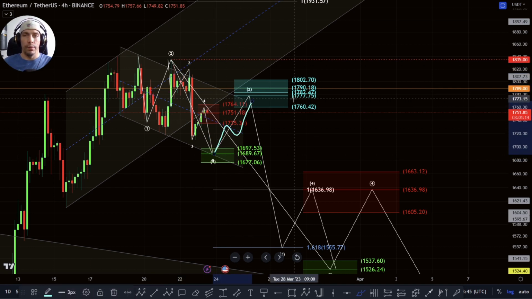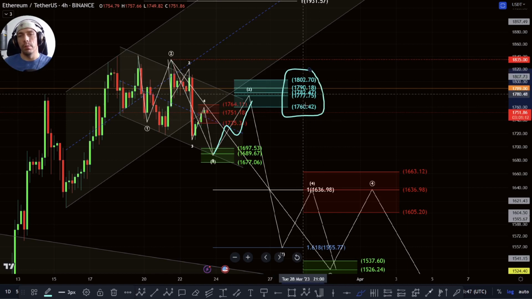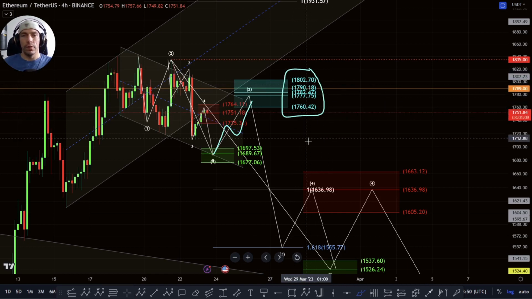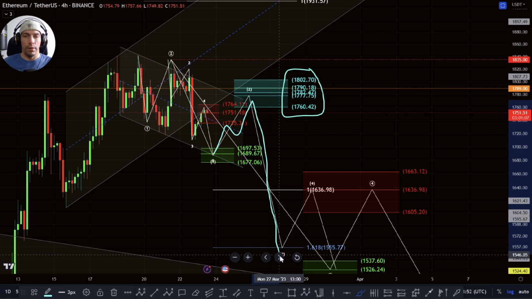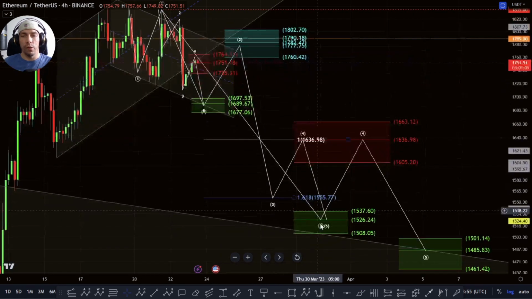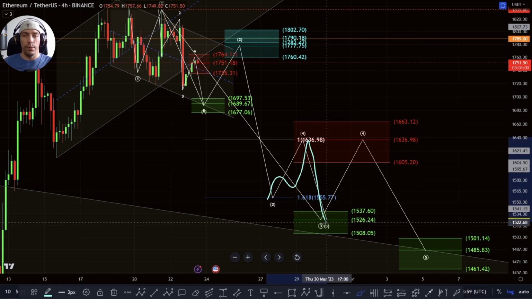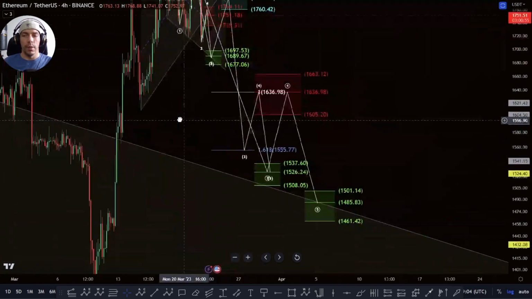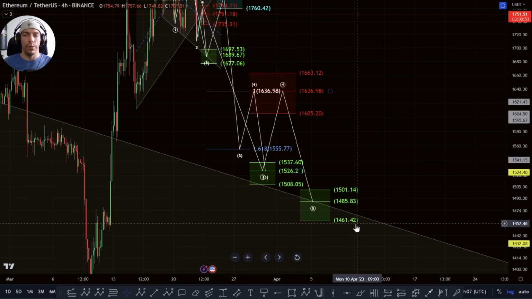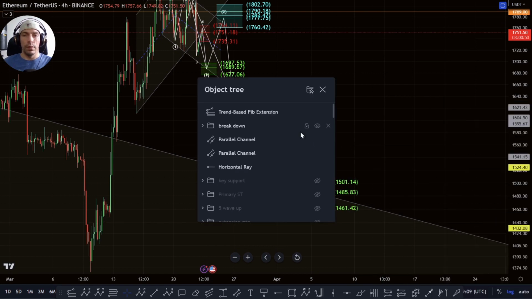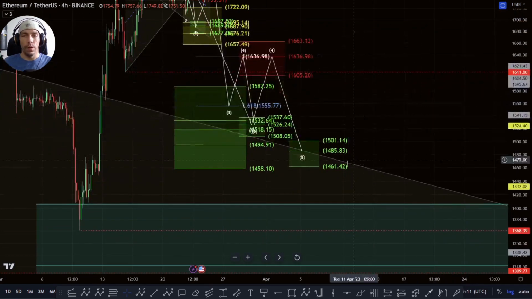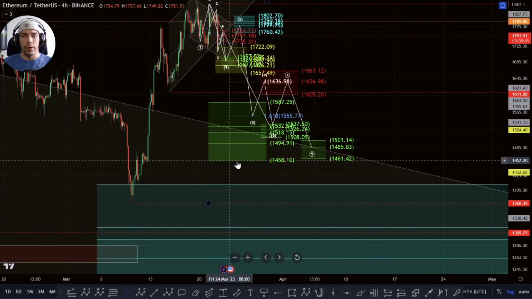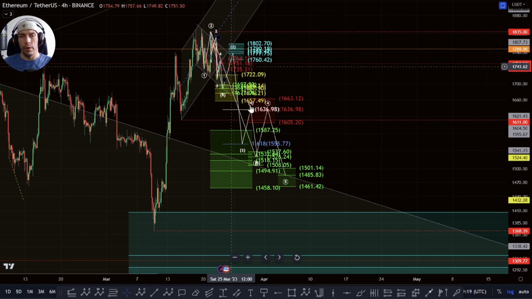We come back up for wave 2, potentially face rejection again between this 1800 to this 1760 area, and then look to break down in a bigger five-wave structure towards this 1555 range, and then look for a fourth and a fifth, and then another fourth and a fifth, which could look to bring us right down into the channel here towards this 1501 to this 1461. So if I throw these key supports on, we can see that that would basically bring us down into the 786.